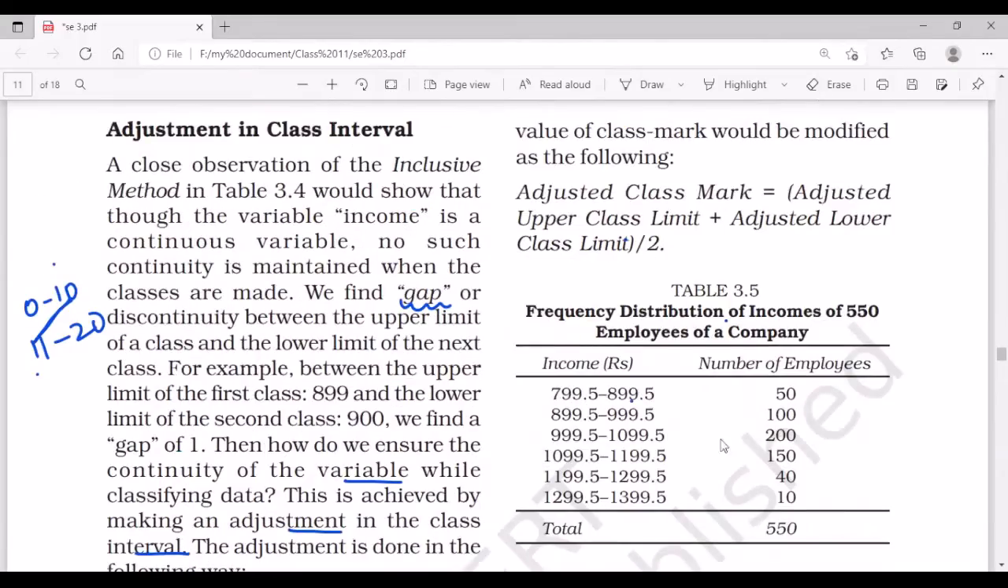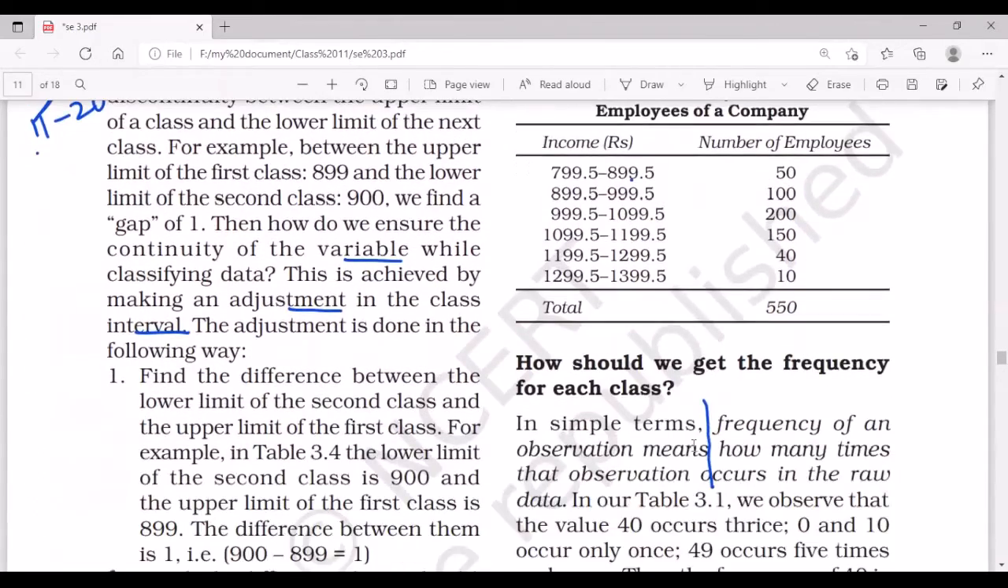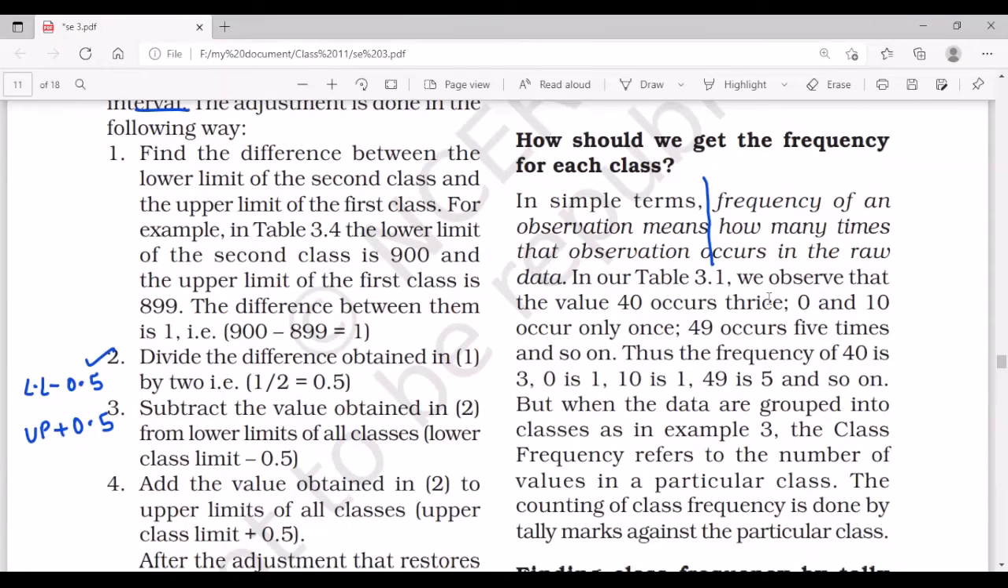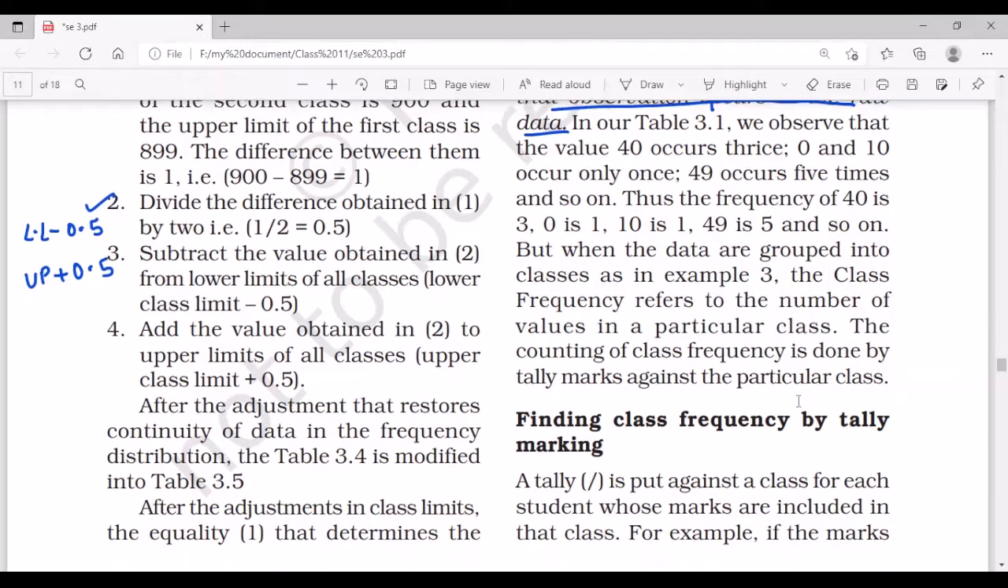Now these are the continuous series. Now you can say these are the adjusted class marks, and it can be written as adjusted upper class limit plus adjusted lower class limit divided by 2. Now how should we get the frequency in each class? In simple terms, frequency of an observation means how many times that observation occurs in the raw data. So frequency refers to the number of values in a particular class.